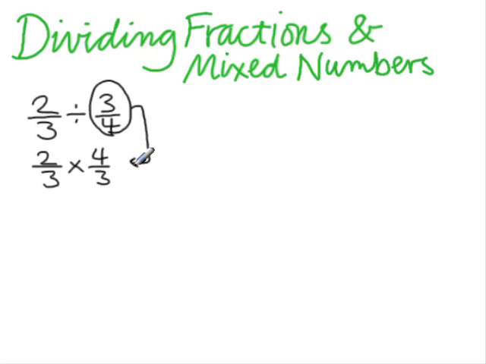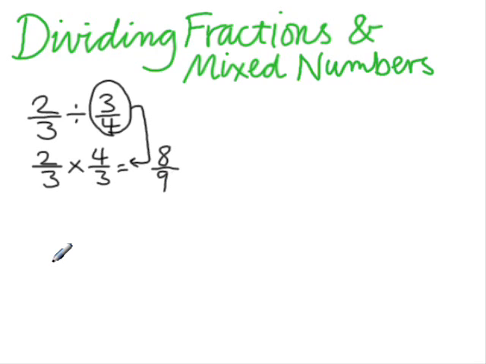We flip it over. The 3 in the numerator becomes the denominator, and the 4 in the denominator becomes the numerator. Now, let's look to see if we can find any common factors here. We can't. So we have 2 times 4 on top is 8, and 3 times 3 on the bottom. And we have 8/9, which is in its simplest form.